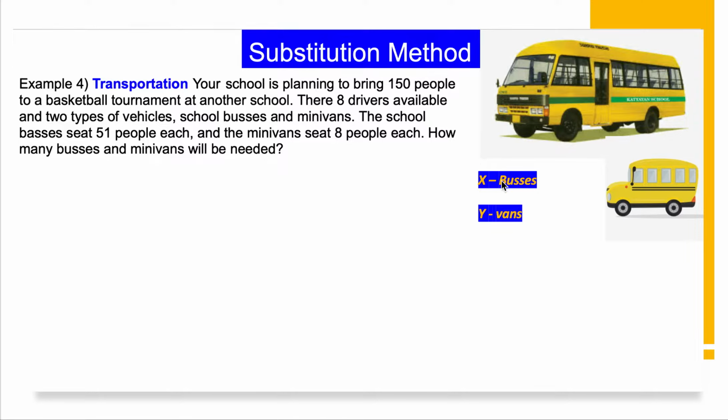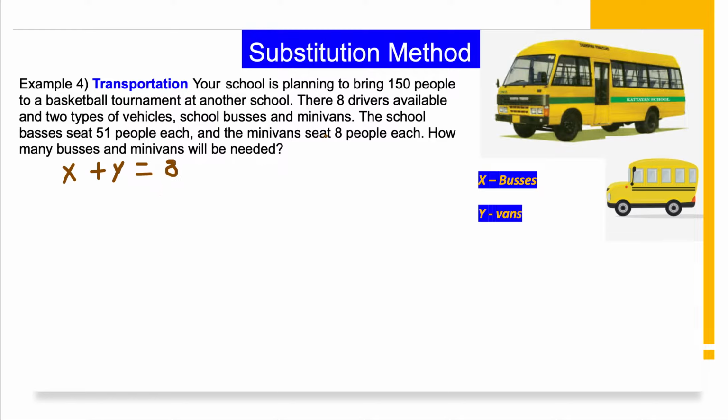Now let's analyze. In this example, x is the buses and variable y is for the vans. So 8 drivers are available for 2 types of vehicles, school buses and minivans. So let's write here, instead of the buses, the x, and instead of the drivers for the vans, let's write minivans with the y, which are 8 drivers. So here are 8 drivers.